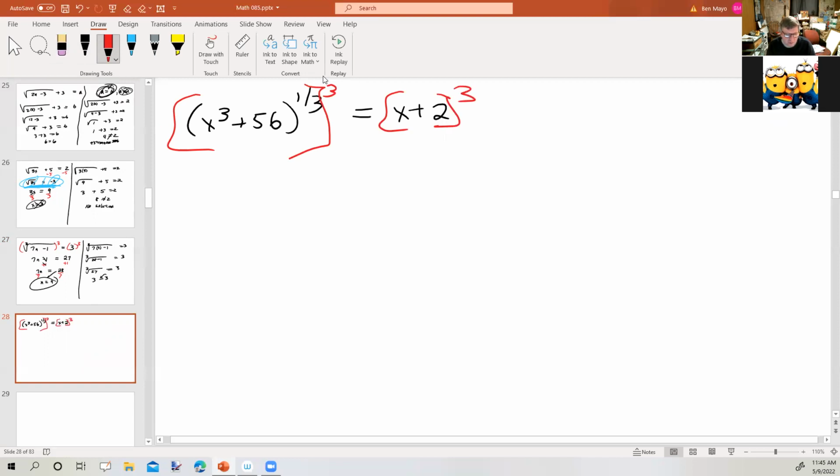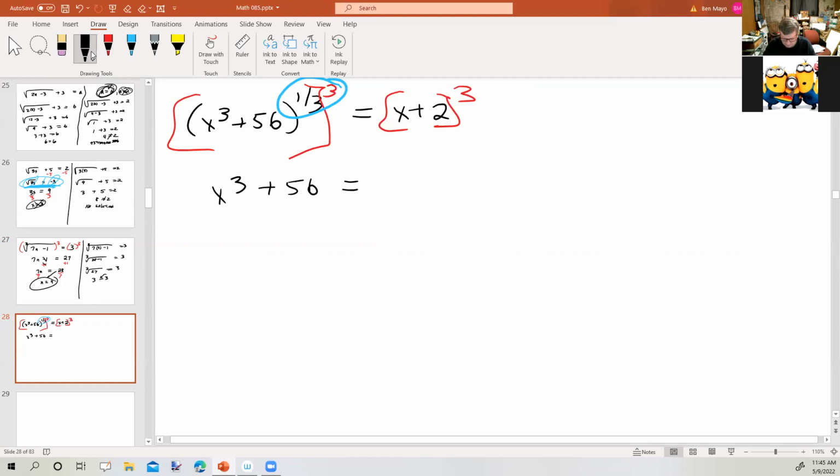A power raised to a power, you multiply the exponents, right? 1/3 times 3 is 1. So the quantity x cubed plus 56 to the 1/3 power, and then the whole thing cubed becomes x cubed plus 56. We okay with where I got that on the left side of the equal sign?